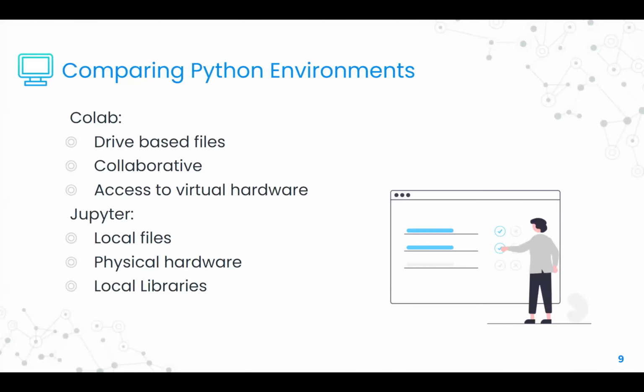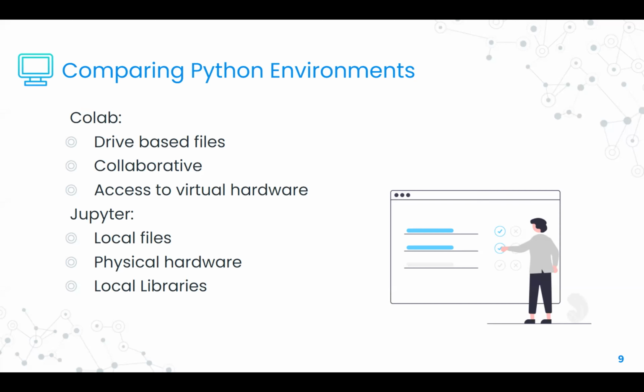Then we'll jump over to comparing Python environments. Like I mentioned, two of the notebook environments are Google Colab and Jupyter Notebook. When it comes to Colab, these are Drive-based files. I'm sure you're all familiar with Google Drive. It's cloud storage for your files, which is fantastic. This means that you're not taking up space on your own computer, and you have access to all the files that you have on Drive when you're doing your development. It's also collaborative. So think of it as the Python coding equivalent of Google Docs, like Google Docs is to Word.